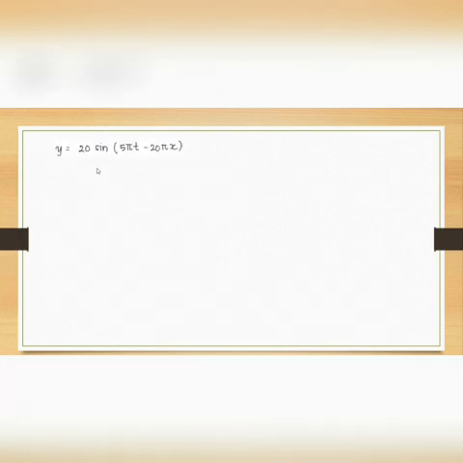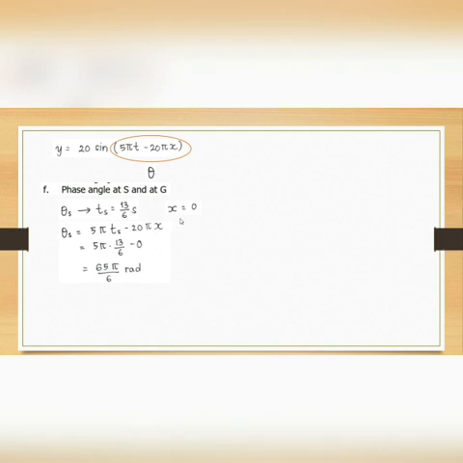And this is theta, or the phase angle. So when we want to find the phase angle at S and at G, theta S can be given when Ts is equal to 13 over 6 seconds and x equals 0. So the phase angle at S will be given by 5 pi multiplied by Ts minus 20 pi x, where x is 0 here. So we have theta S equals 65 pi over 6 radian.